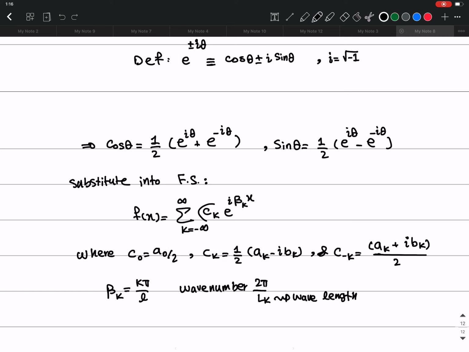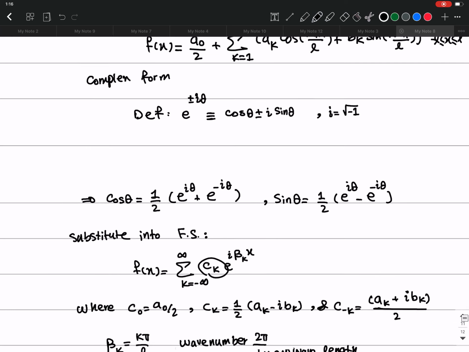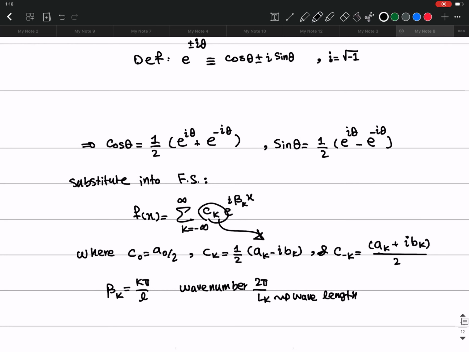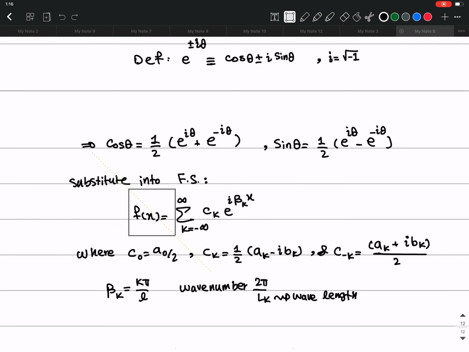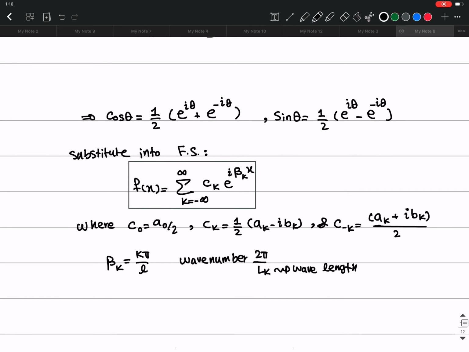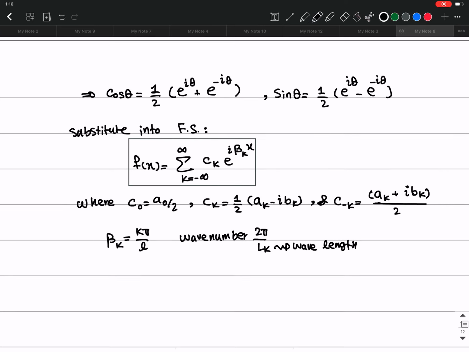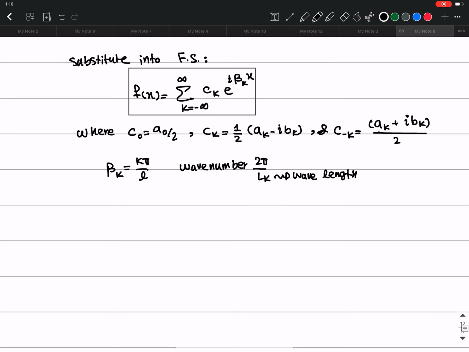And these CKs are based on the original Fourier series, right? The relationship between those coefficients is shown here. So in general, this is the thing that you need to remember, because this is what we are going to use mostly, which is the Fourier series in complex form. Okay, so now I want to make some remarks about that.